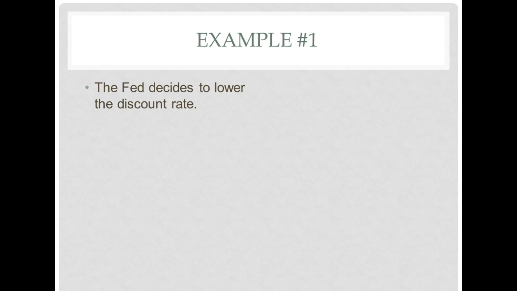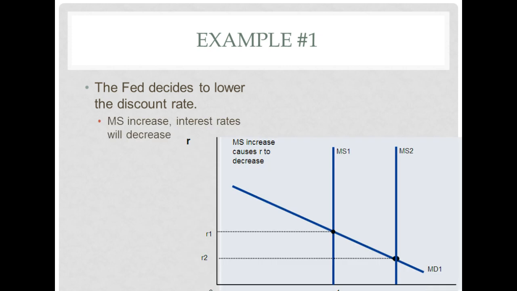Okay, the Fed has lowered the discount rate. The discount rate was the rate at which banks borrow from the Fed. So if it's cheaper for the banks to borrow from the Fed, they will probably be lending out more money, and therefore the money supply will increase. And that's what I have here in my graph. Because the money supply increased, interest rates dropped from R1 to R2.